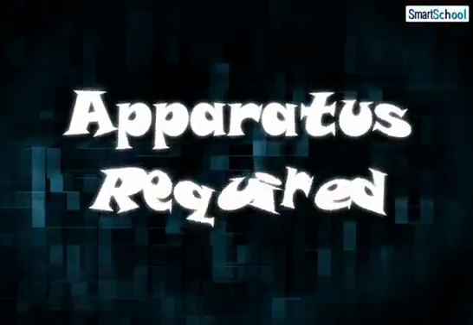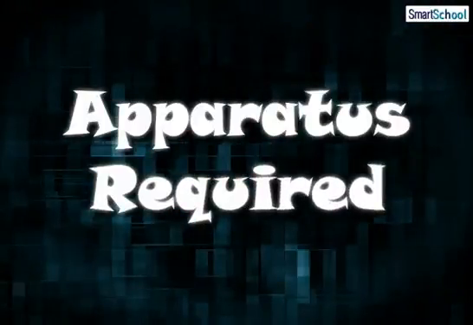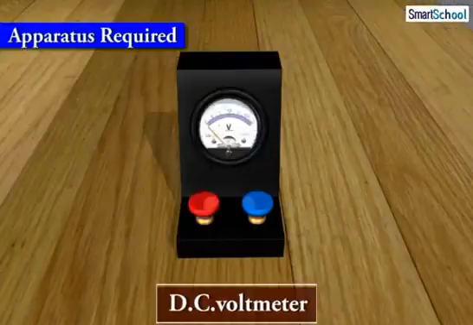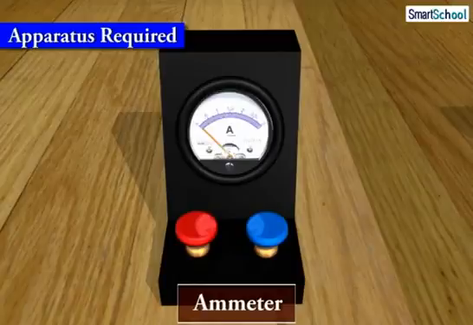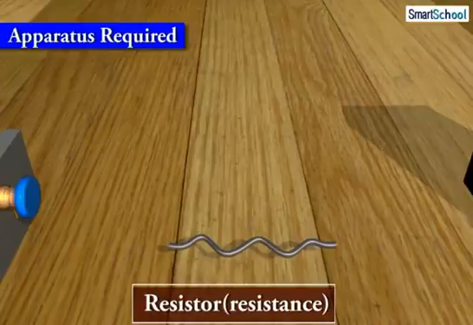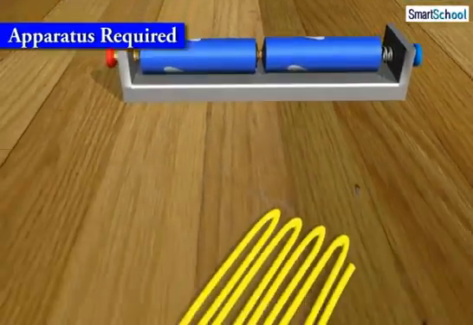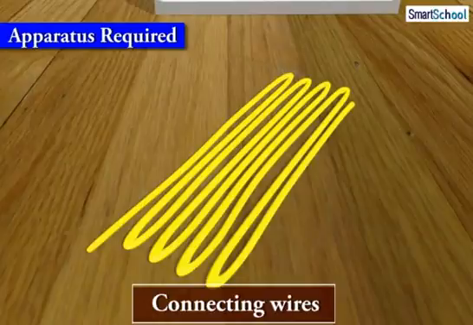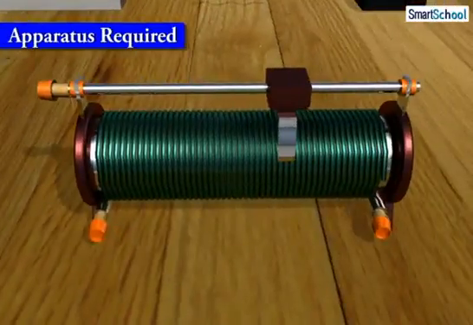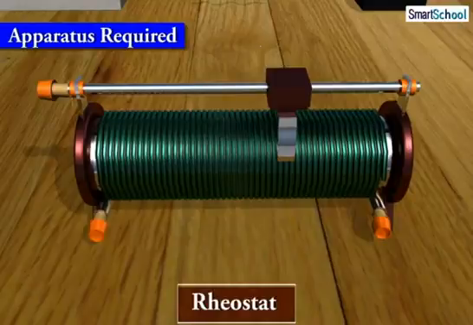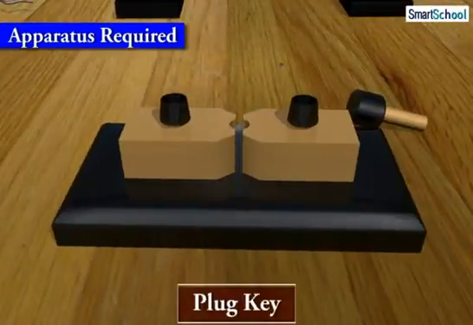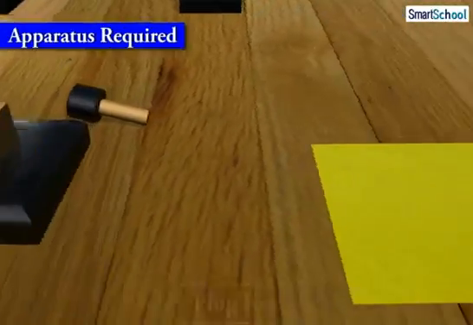Apparatus required. DC voltmeter, ammeter, given resistor or resistance, battery, connecting wires, rheostat, plug key, sandpaper.